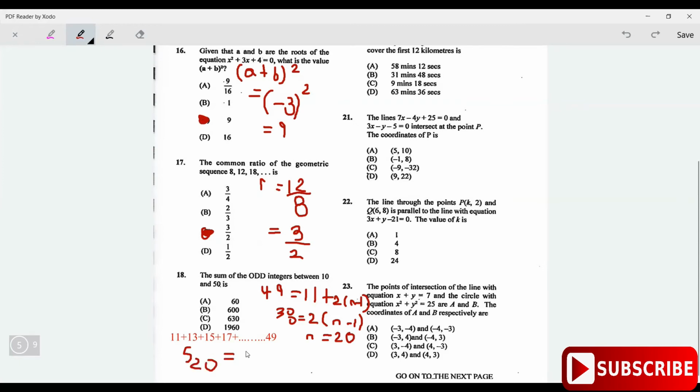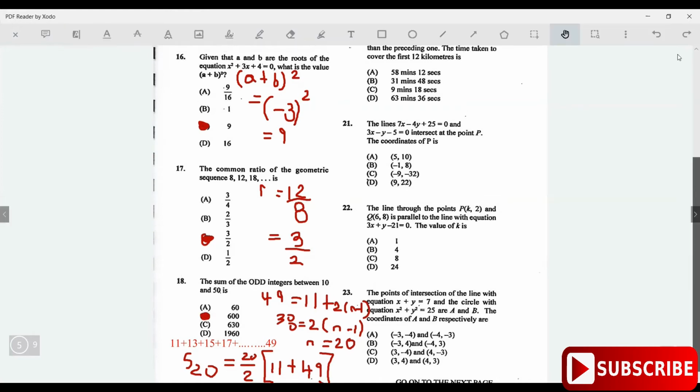Since n is equal to 20, then what we're finding is S20, and S20 is equal to n over 2, which is 20 over 2, into A plus L, where the first term A is 11 plus the last term of 49. And that's what we do. 11 plus 49 is 60. 60 times 10 is 600. And so this works out to be 600. Easy question. Solved. Next question.